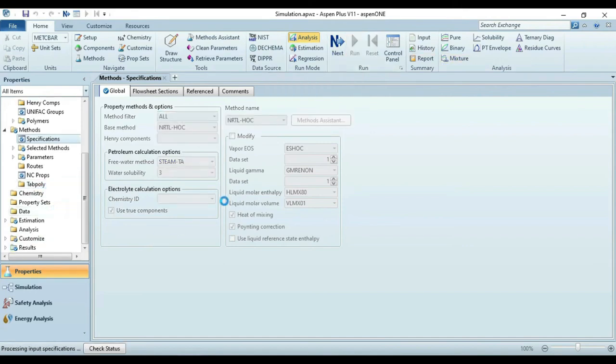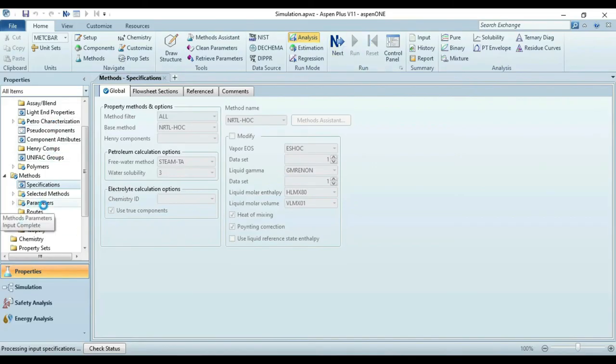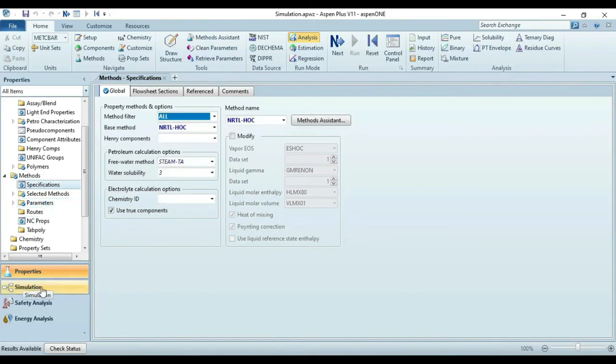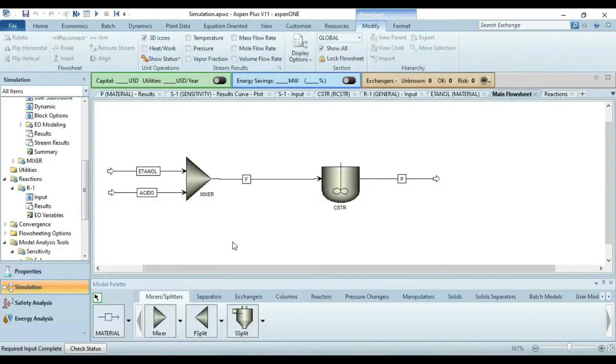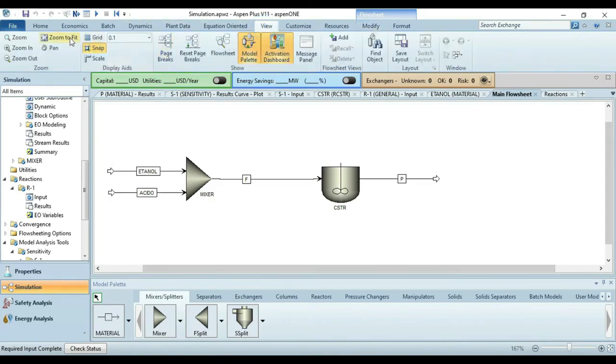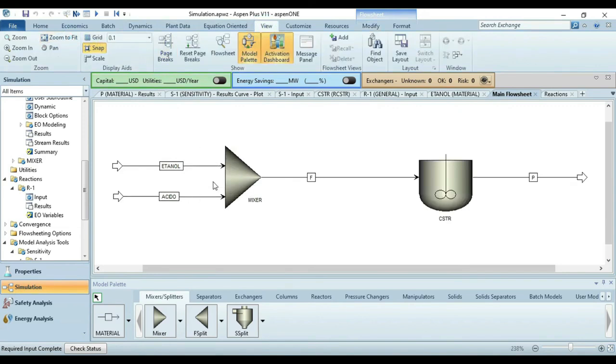Let's run to estimate our properties. Okay, I think it's enough for this system. Then it will calculate the properties for all compounds, which will also be used for phase equilibrium calculations. Next, go to simulation, and here we are going to build this flowsheet, using a mixer for mixing ethanol and acetic acid, and after that a CSTR reactor model for configuring the kinetic expression for our reaction.